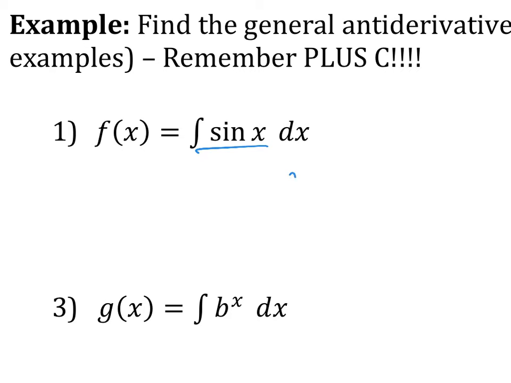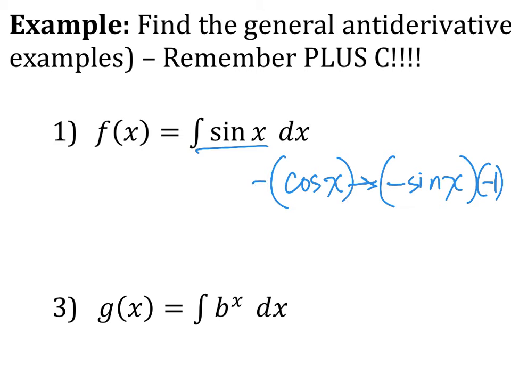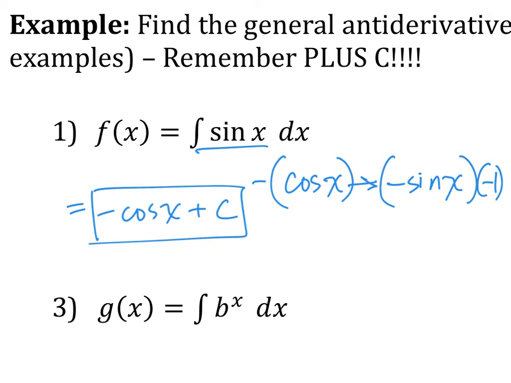Well, that's going to be a cosine, right? If I take the derivative of cosine, I get negative sine. I have a negative there that I don't want. I'm going to multiply by negative here, so that means in the original function, it should have been a negative cosine. And then don't forget plus c.